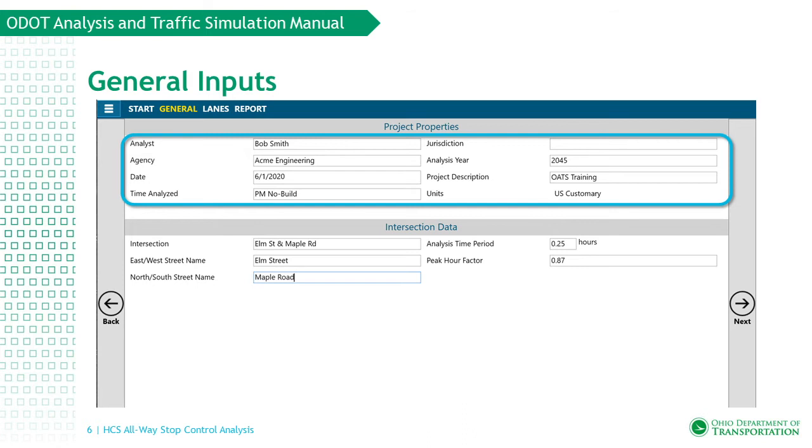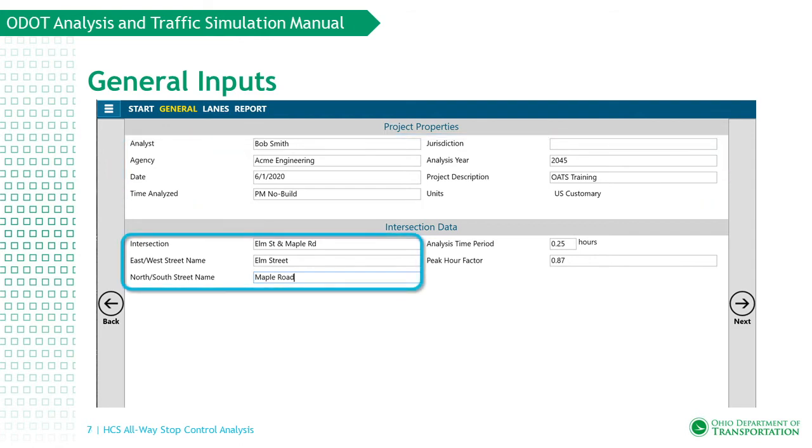Under the project properties, the analyst should enter the information for the study. There are no prescribed guidelines on how the project properties information is populated. However, it is encouraged to be as descriptive as possible, especially in the analysis year and the time period analyzed. In this example, the time period analyzed includes both the peak hour as well as the scenario, which in this case is no build. Proper labeling is especially helpful when multiple alternatives and analysis years are being evaluated.